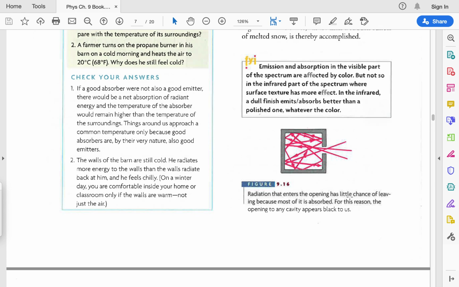Radiation that enters the opening has little chance of leaving because most of it is absorbed, for the reason that the opening to any cavity appears black to us, because the radiation doesn't leave. Why? Because there's such a small little hole opening here.